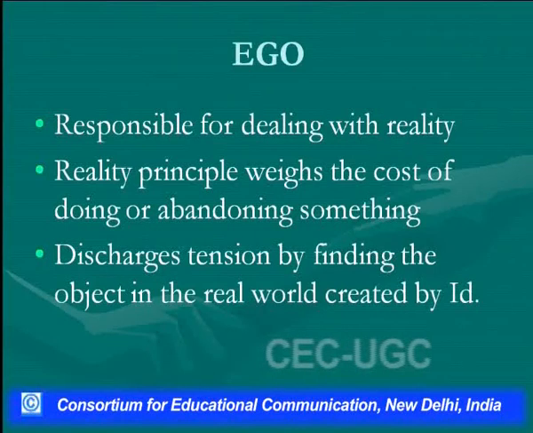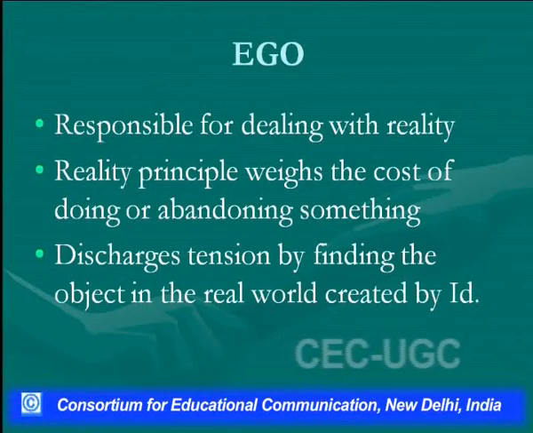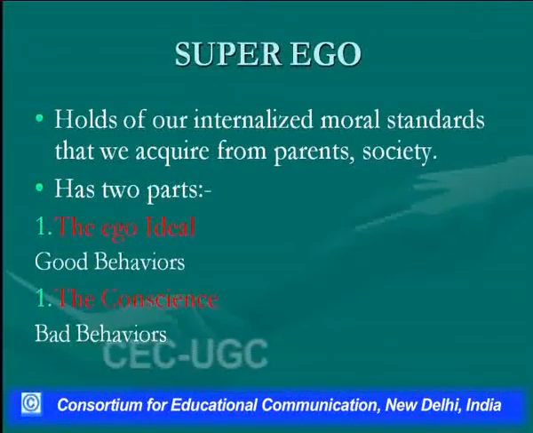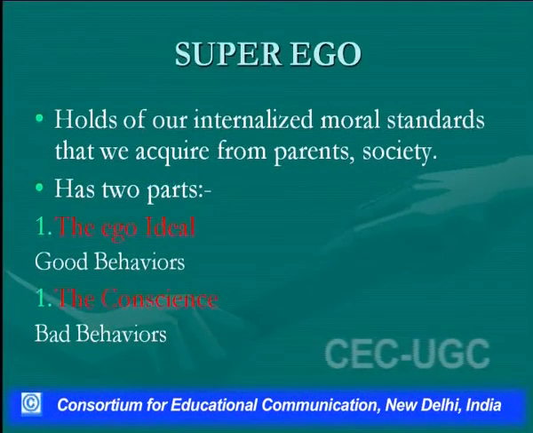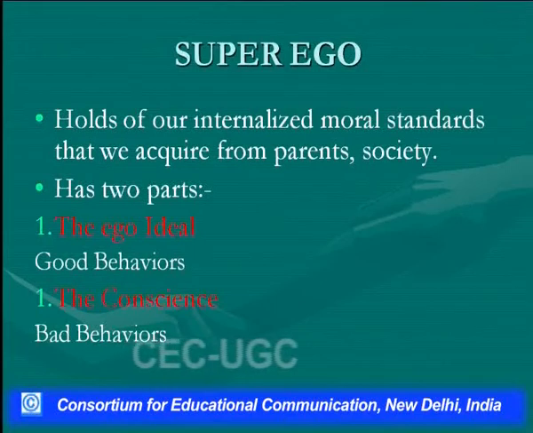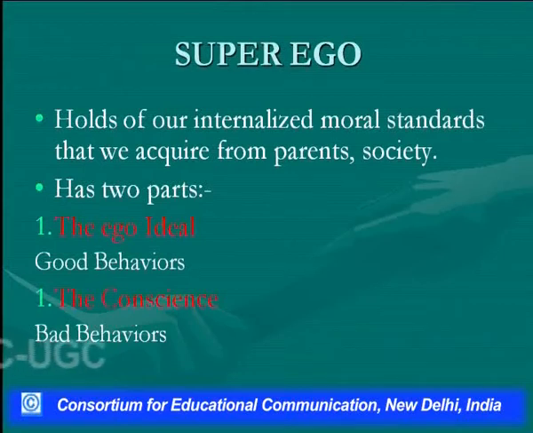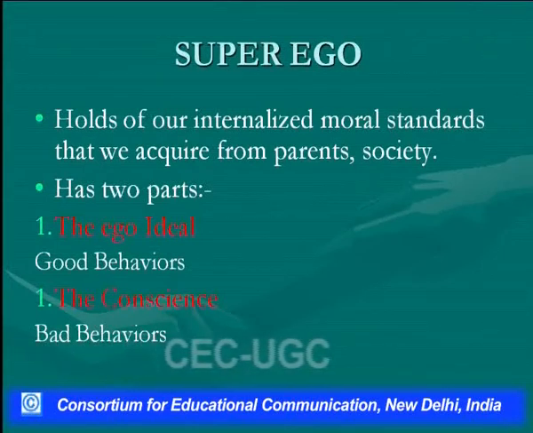The second is your ego, that is responsible for dealing with reality. The reality principle weighs the cost of doing or abandoning something. It discharges the tension by finding the object in the real world created by the ID. Then we have the superego in front of us, that is, it holds our internalized moral standards that we acquire from the parents and society. So it has two parts. The first is the ego ideal, that is the good behavior, and the next is the conscience, that is the bad behavior. Now let me explain this fruit theory of consciousness.